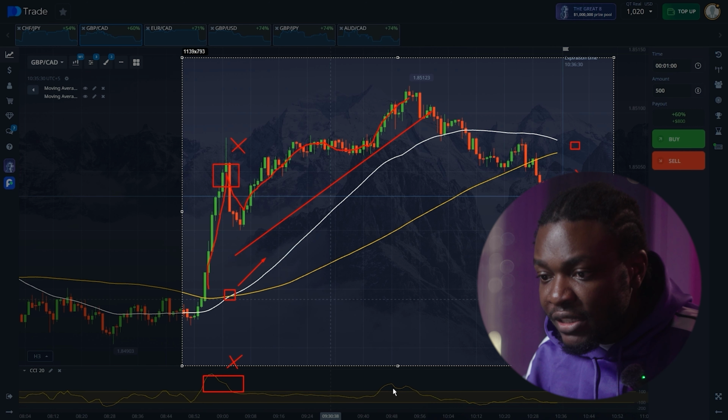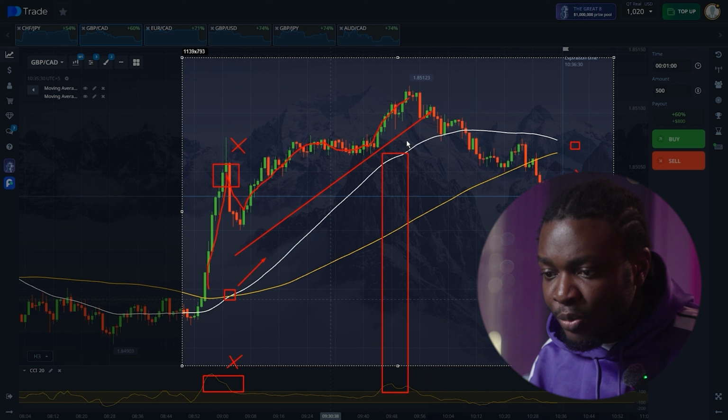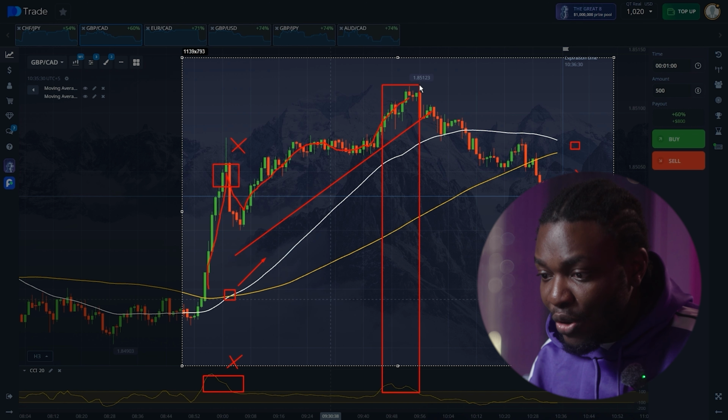Another clear example: CCI breached its limits again. Look at what has happened to the price. We definitely do not want to enter here. Most definitely do not.